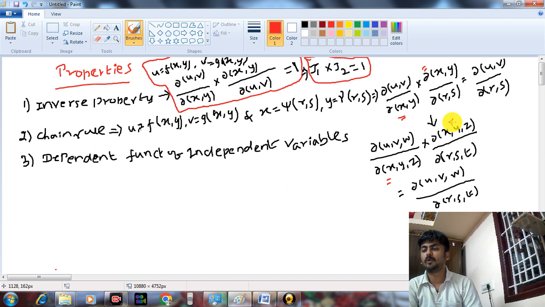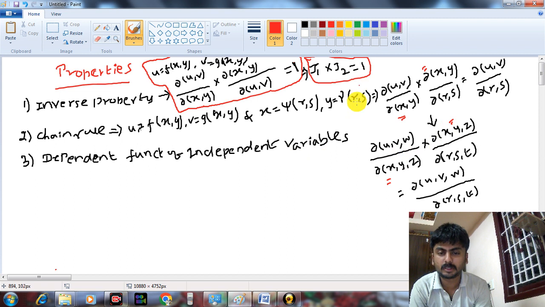That is dou of (u, v) divided by dou of (r, s) for composite functions of two variables, and for composite functions of three variables we will have dou of (u, v, w) divided by dou of (r, s, t). Now we are going to see one important topic, that is functional dependence.